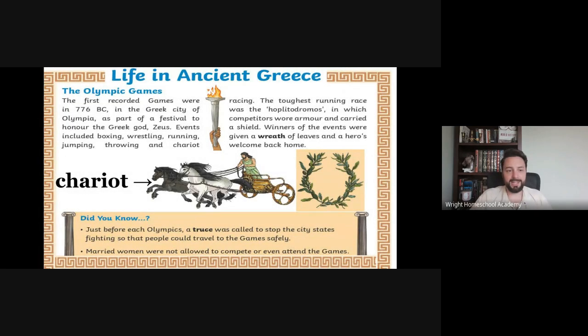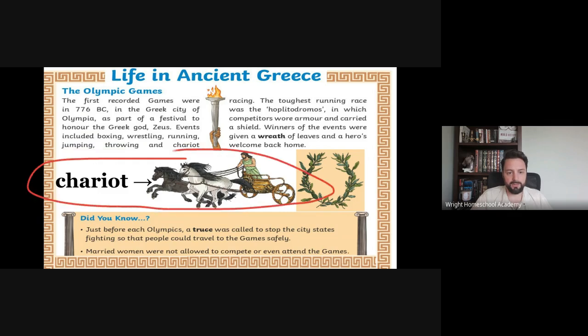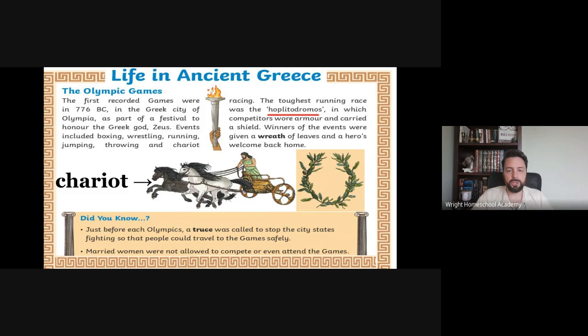Okay, how about the Olympic Games? The first recorded games were in 776 BCE in the Greek city of Olympia as part of a festival to honor the Greek god Zeus. Events included boxing, wrestling, running, jumping, throwing, and chariot racing. Here's a picture of a chariot. The toughest running race was the hoplitodromos, in which competitors wore armor and carried a shield. Winners of the events were given a wreath of leaves, pictured here, and a hero's welcome back home. Did you know, just before each Olympics, a truce was called to stop the city-states fighting so that people could travel to the games safely?